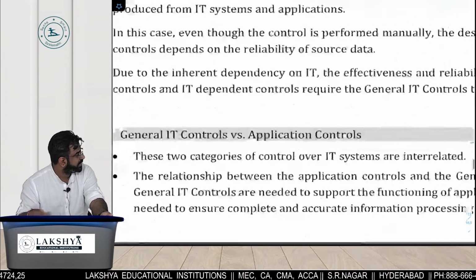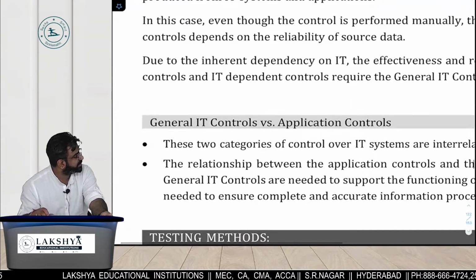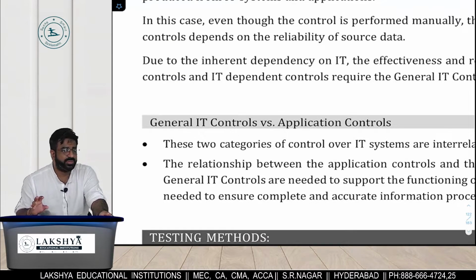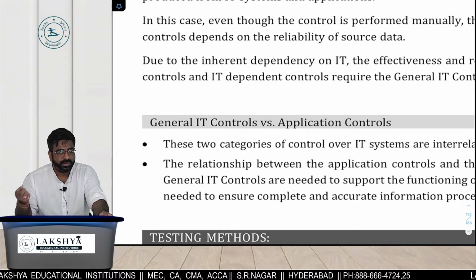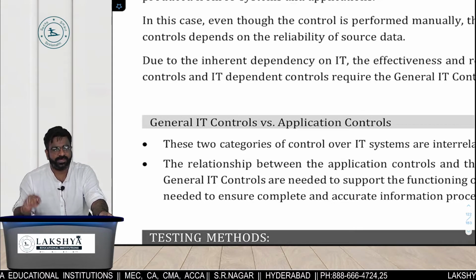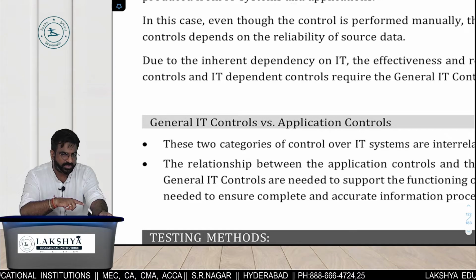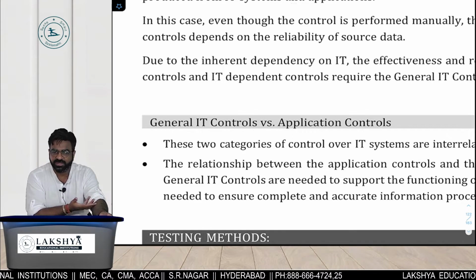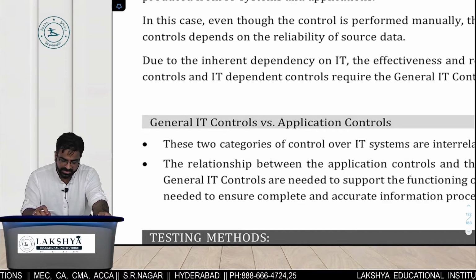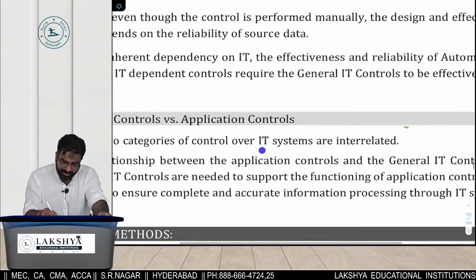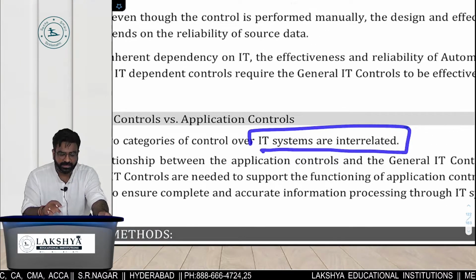Now, read the next question. General IT controls versus what? Which one should be more effective? Which supports whom? Without what can it not be operated? Without general IT controls, application. This is the relationship you have to write between the general IT controls and application controls. These are the two categories of controls. You know they are what? Interrelated. You know this also.